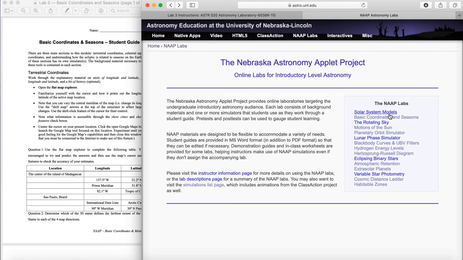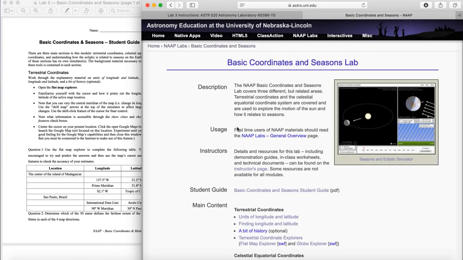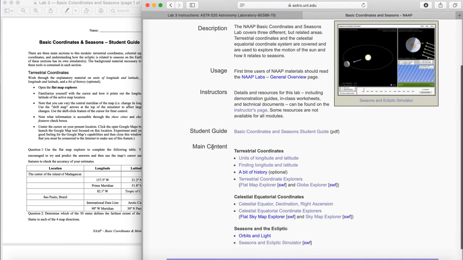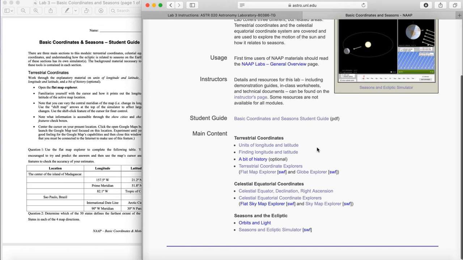So let's go back to the basic coordinates and seasons. Take a look. All right. So there's always an overall description of the lab, a little screenshot that shows you what to expect from some of the simulations. All right, then we've got the document, some instructions, some places to go for instructors, and so on. This is the PDF that I actually uploaded to Canvas. But now let's get down into the main content. Right, nice label there. It tells us that that's where you want to look.